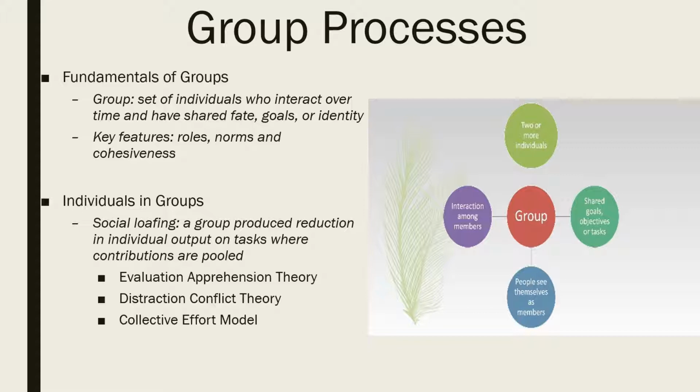Throughout this week's reading, there were 3 theories that I will be highlighting. First, evaluation apprehension theory. This is the theory that the presence of others will produce social facilitation effects only when those others are seen as potential evaluators. Next is distraction conflict theory. This is the theory that the presence of others will produce social facilitation effects only when those others distract from the task and create attentional conflict.